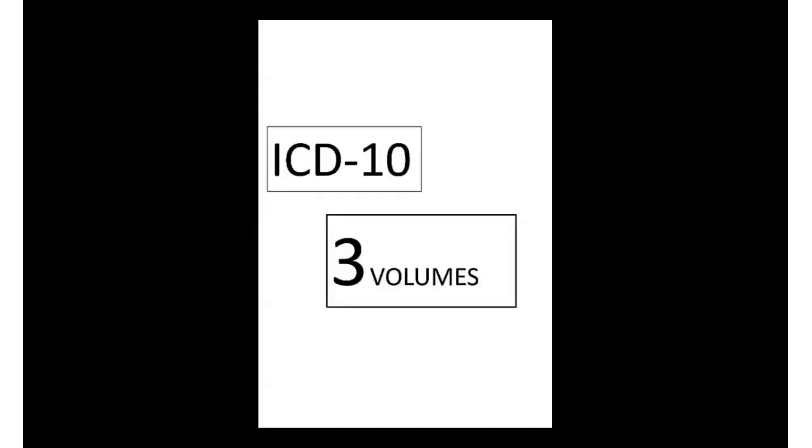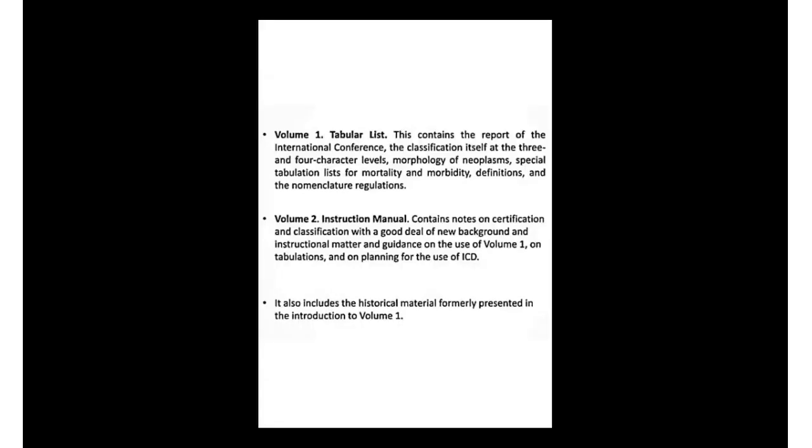Now we are going to study the ICD-10 with the third volume, which we are currently using. Okay. So volume 1 is your tabular list, volume 2 is your instructional manual. Okay. So volume 1 contains the reports of conference classification itself at 3 or 4 character levels.